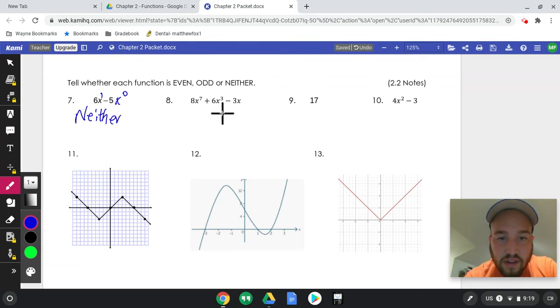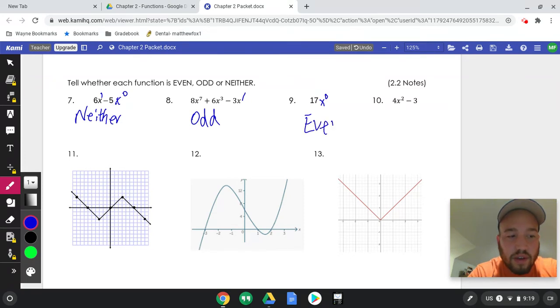We got a 7, a 3, and a 1. So all of these are going to be odd. On this one, there's nothing except 17, which is technically x to the 0. So that is what we call even. And here we got a 2 and technically another x to the 0. So that is also going to be even.